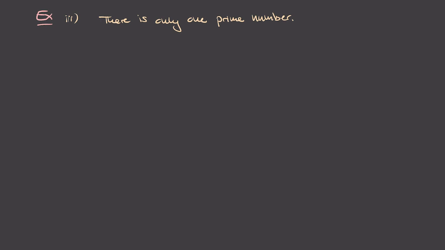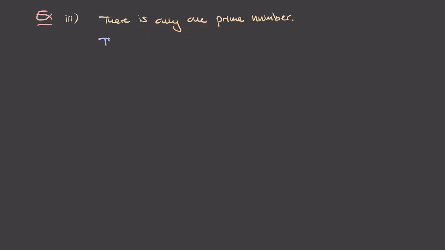But we don't have a specific quantifier which says that exactly one element satisfies a specific condition, in this case being prime. Nonetheless, we can express this using only existential and universal quantifiers. The trick is to notice that we can reformulate the fact that there is a unique thing, or only one, in the following way.